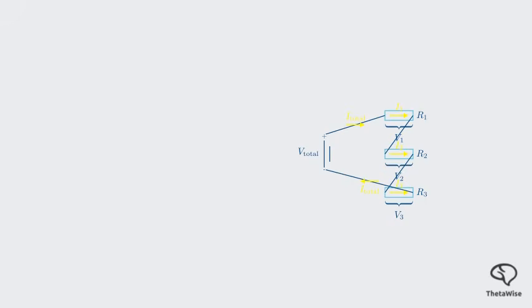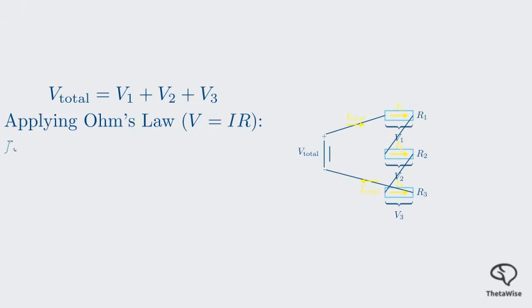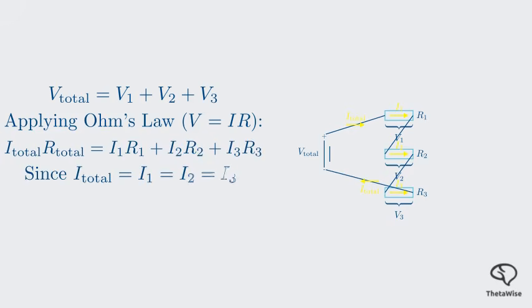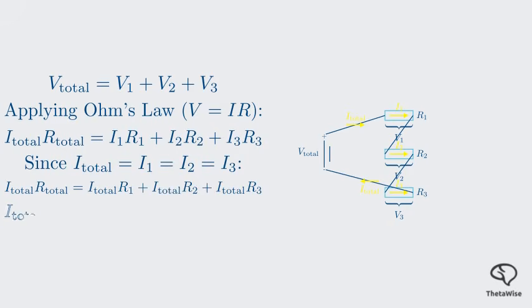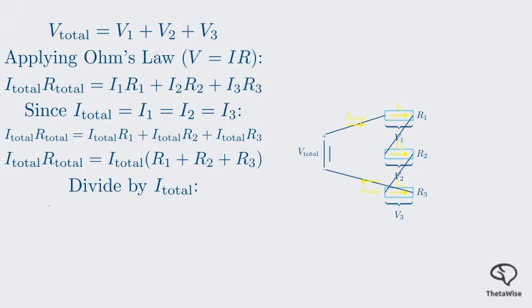We start with the voltage relationship. We know V total equals the sum of the individual voltage drops. According to Ohm's law, voltage is current times resistance. So we can replace each voltage term. Since the current is the same everywhere in a series circuit, I1, I2, and I3 are all equal to I total. We can factor I total out of the right side of the equation. Now we can divide both sides by I total to find our final formula. The total resistance in a series circuit is simply the sum of all the individual resistances.